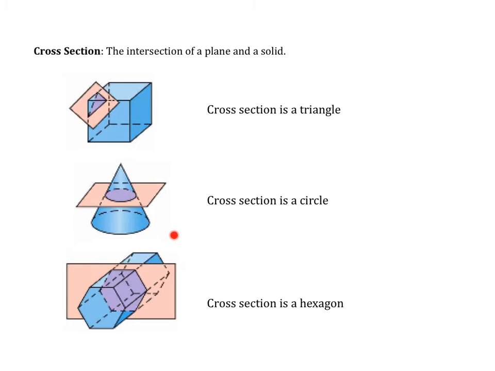On my next example, I have a cone, and now we've taken our plane and sliced horizontally across the cone, and so then my cross-section would be that purplish area right there, the circle.